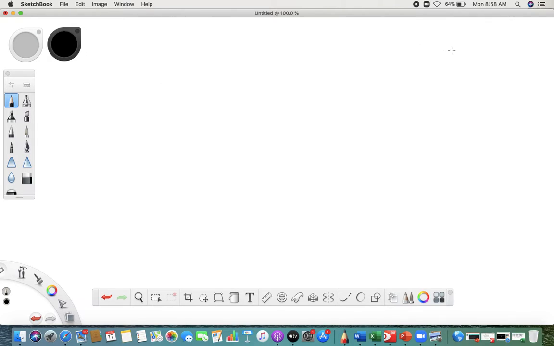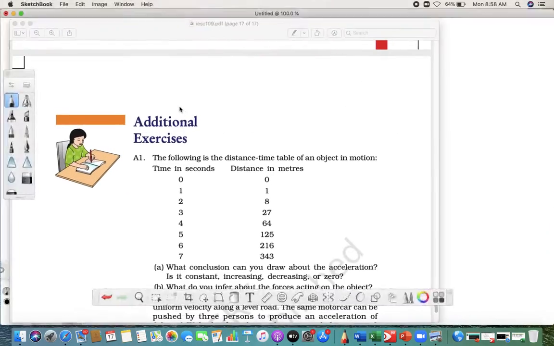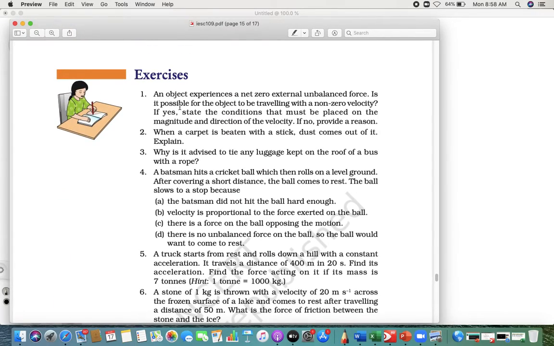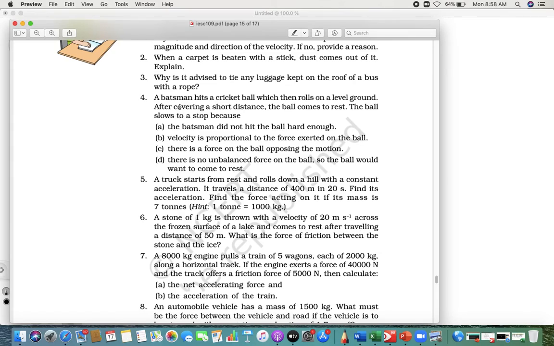Now let us start. Let's see the first word problem. The first word problem here is the fifth question. Have a look at the fifth question. A truck from rest rolls down the hill with a constant acceleration.